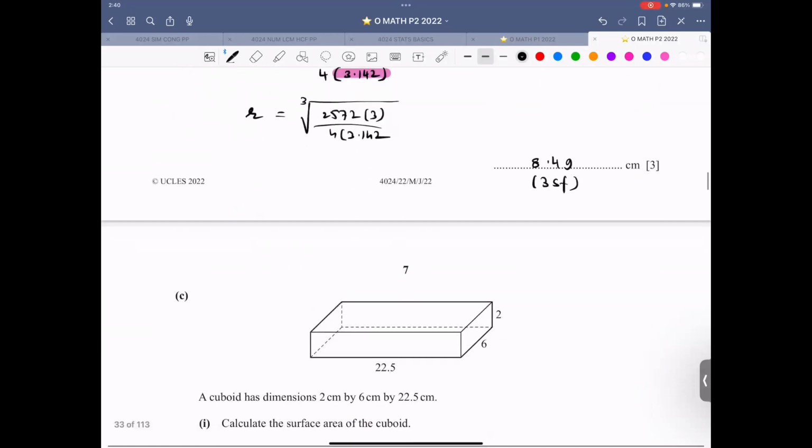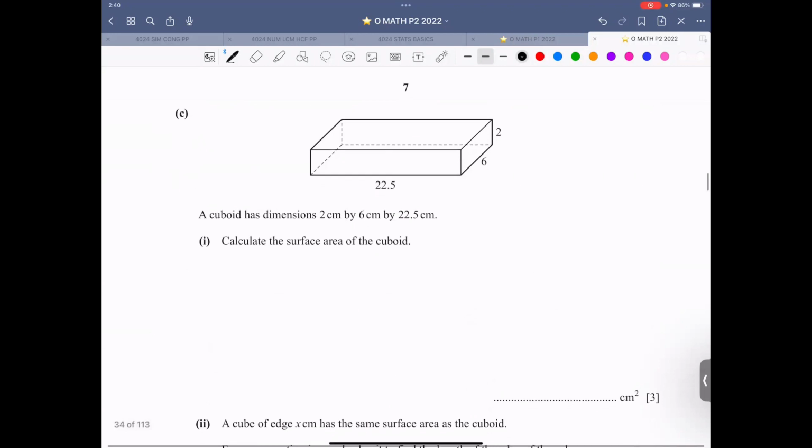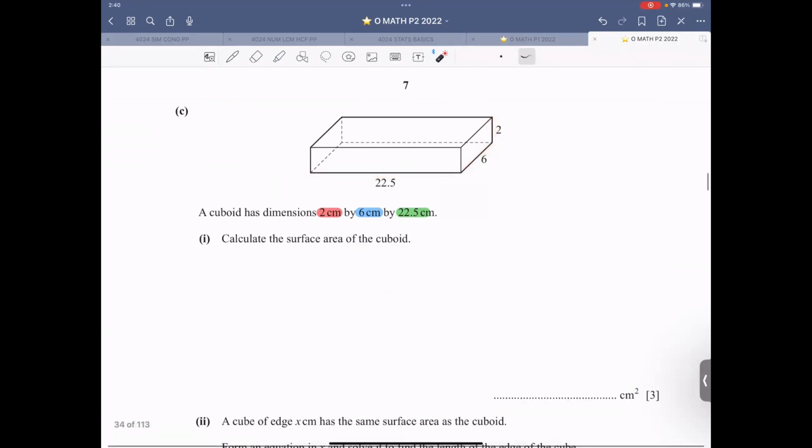Okay, now this one, a cuboid has dimensions such and such. So there are 3 dimensions that's given. That's 2, which is over here. And then there is a 6. And then there is a 22.5. So this is 2. This is 6. This is 22.5. This is the height. This is the width. This is the length.